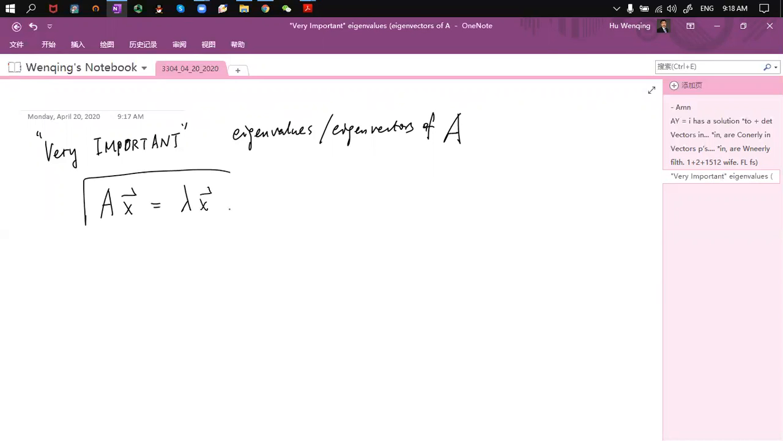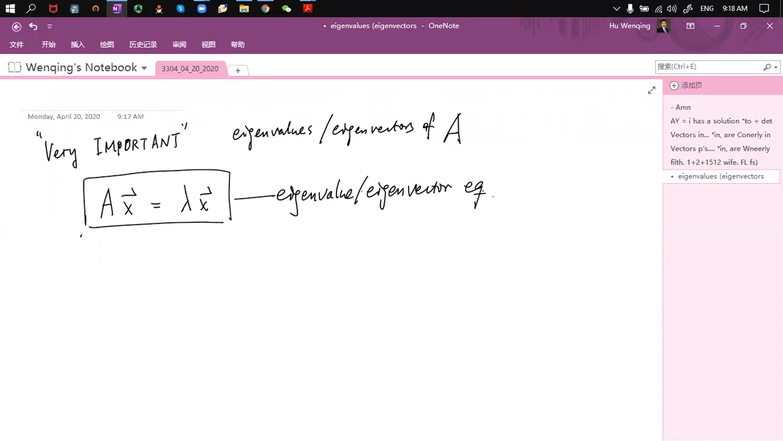So this equation is sometimes called the eigenvalue and eigenvector equation. The root word eigen is probably from German, so it's not English. You can think of eigen as principle. The eigenvalue or eigenvector can actually be regarded in English as principal values or principal vectors.